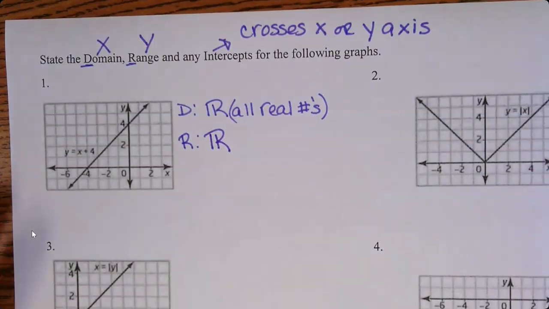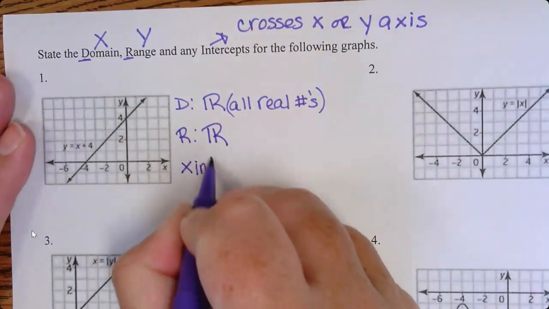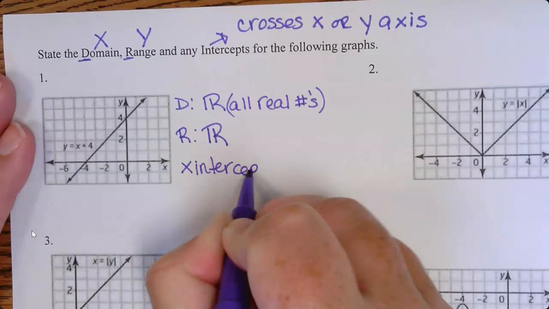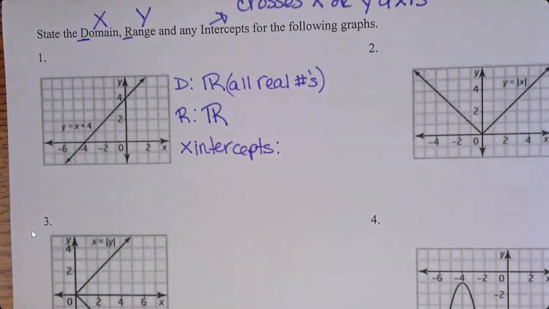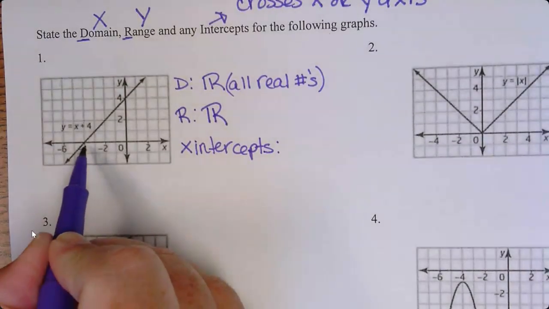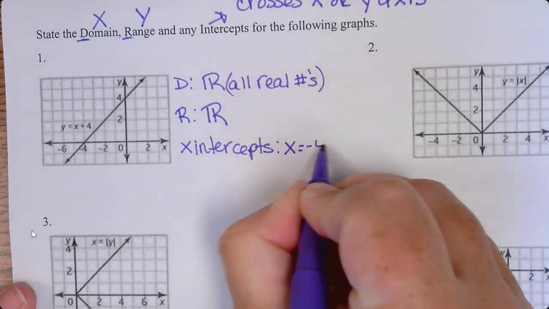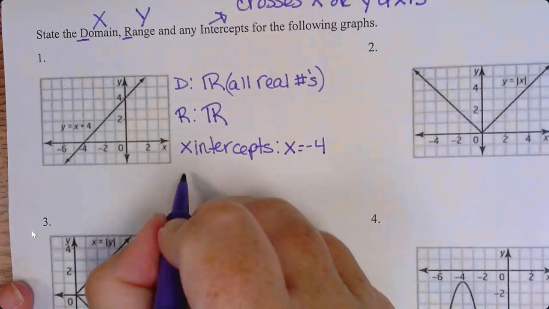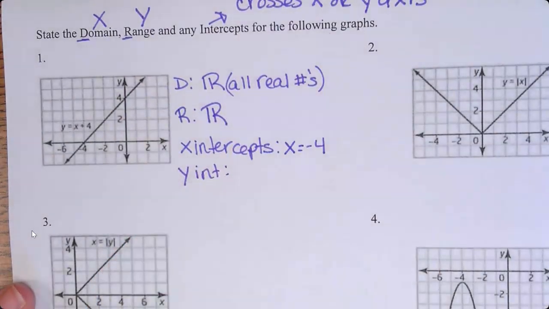Okay. Now, X-intercept. Does this cross the X-axis? And the answer is yes. So the question is, where does it cross the X-axis? Here at -4. So it would be X equals -4. Now, I'm not going to write intercepts all the time, so I'm just going to write INT for intercepts.